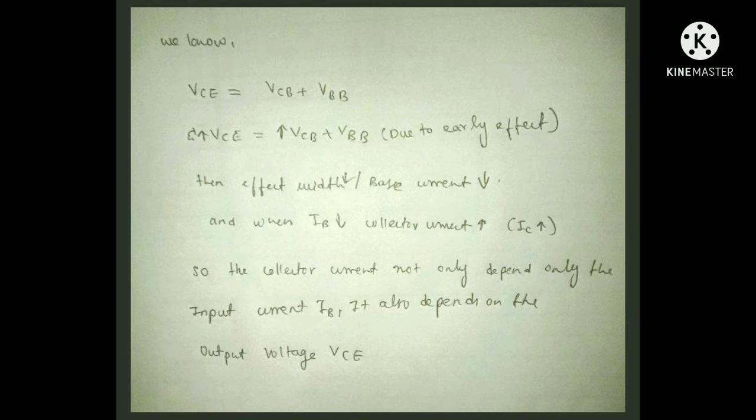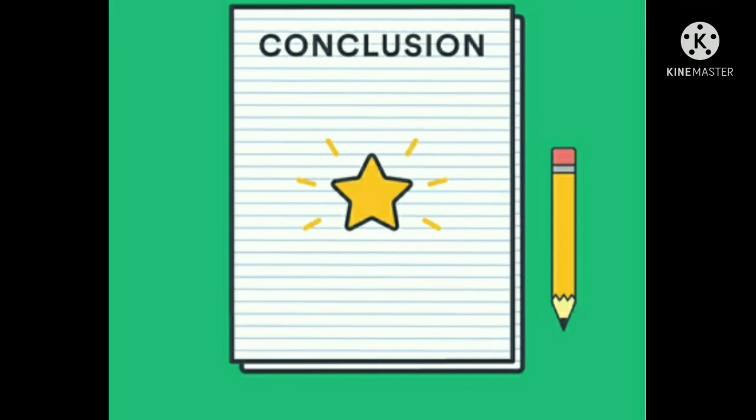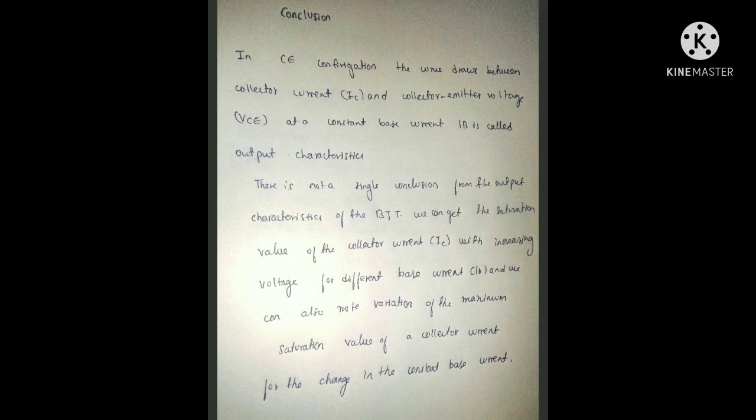Now we know VCE is equal to VCB plus VBE, and we know according to the early effect, when VCE is increased, then VCB is also increased, which affects the width of the base, leading to decrease of the base current. When the base current is decreased, collector current is increased. So the collector current is not only dependent on the input current IB, but it also depends on the output voltage VCE.